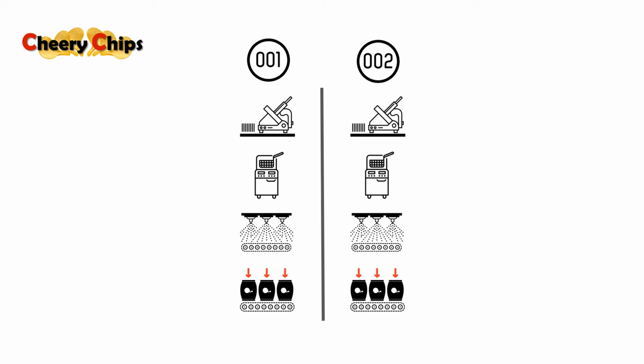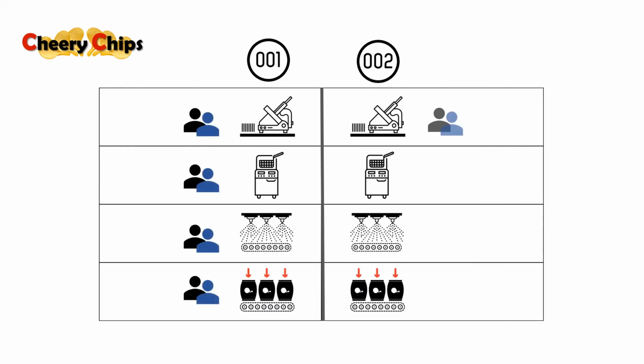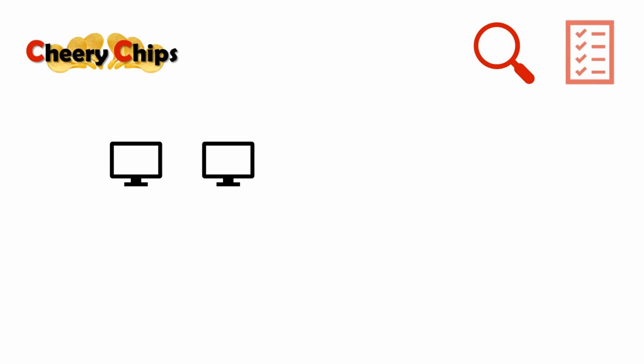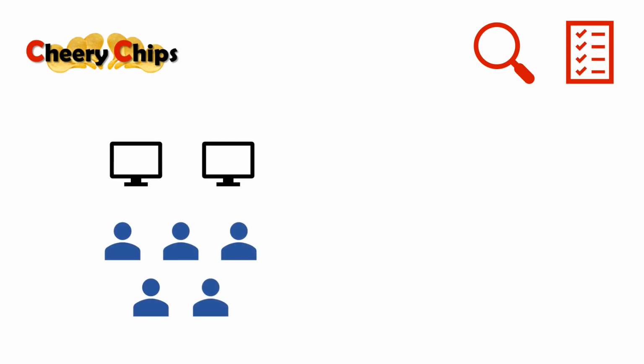Cherry Chips has 2 potato chip production lines. Each line consists of 4 areas: slicing, frying, seasoning, and packaging. Each area is staffed by 2 operators and has a single shared data entry workstation. The Cherry Chips Quality Lab has 2 workstations shared by 5 quality technicians.